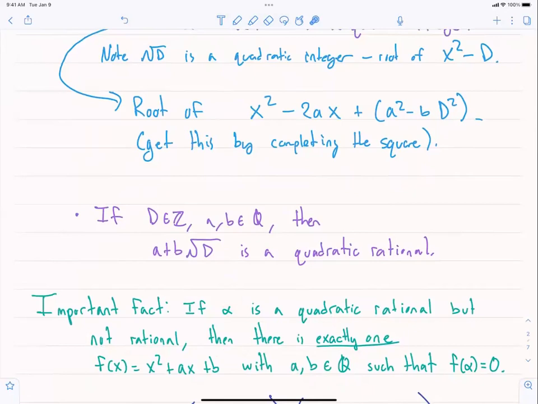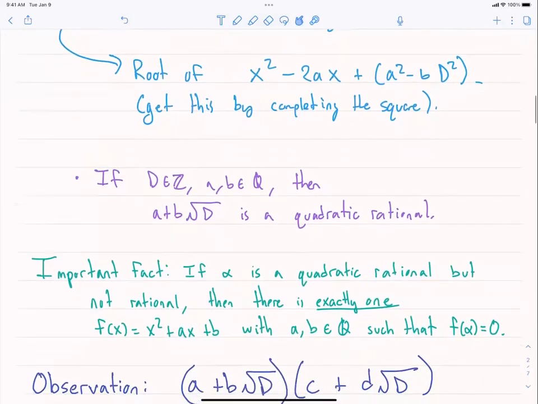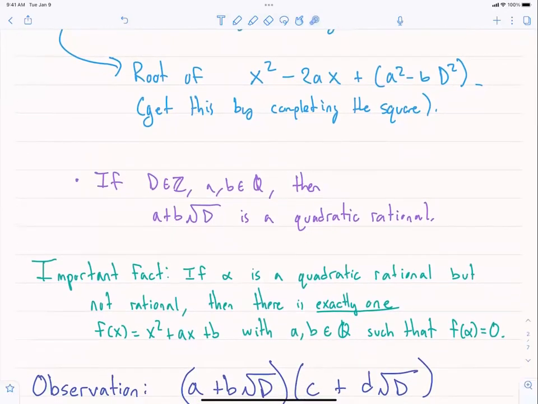And with coefficients in the rational numbers. So in particular, if I have a quadratic rational that's not rational, and I want to check whether it's a quadratic integer, then as soon as I've found one equation of this form where alpha is a root, I know that's the only one. So if I want to check if it's a quadratic integer, I have to check in that equation whether my a and b are integers or not.